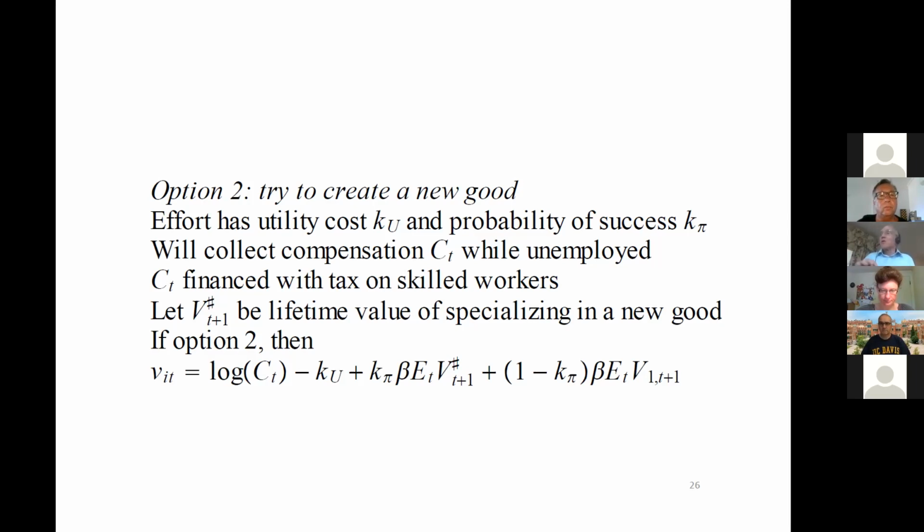If KU went to 0 and K pi went to 1, there would be no monopoly income sustained in the equilibrium growth path, and none of this stuff I'm talking about would happen. These are the core frictions. If you do try to create a new good, you're going to be unemployed this period. You spend all your time doing that. You're not going to produce good one.